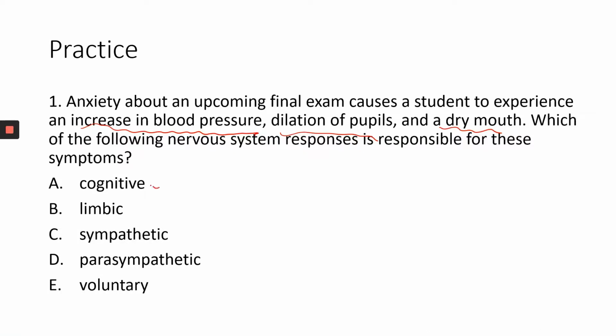So cognitive, no, because cognitive is about thinking and processing information, right? Maybe when you actually start working on the questions, answering the questions, then you use your cognitive function. And limbic, so the limbic is really about emotions. So the limbic center actually consists of multiple little structures in the brain, and that's the emotional brain. So it has nothing to do with emotions here. All right, sympathetic, parasympathetic. Which one is it?